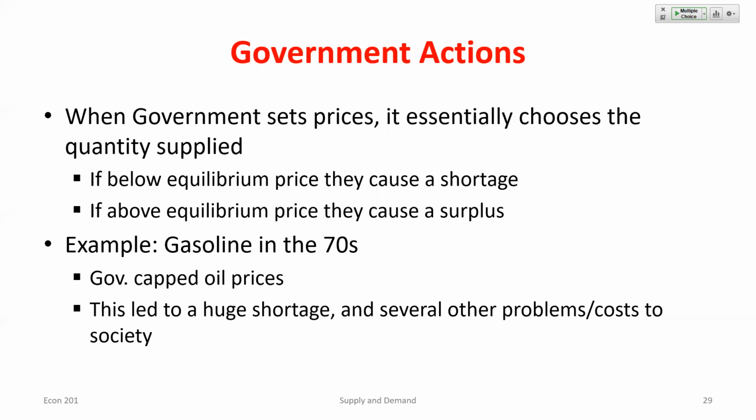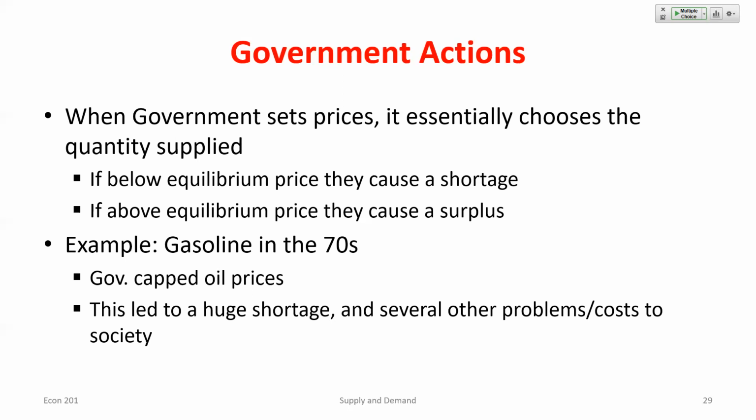Well, if I come in and I set the wage artificially high, something like this, what's going to happen? Well, at that wage, the quantity supplied and the quantity demanded right here, so I'm going to have a what? Got more supply than demand, so I've got a surplus. This is a really bad thing. I have a surplus of workers, which means I have unemployed people.